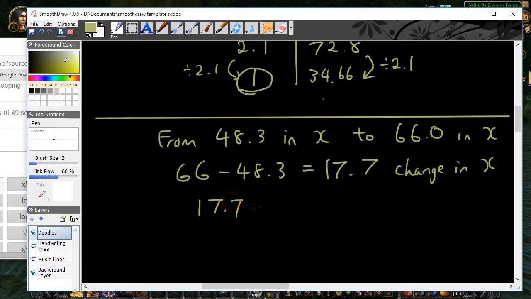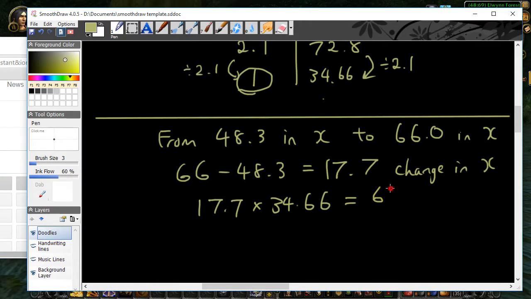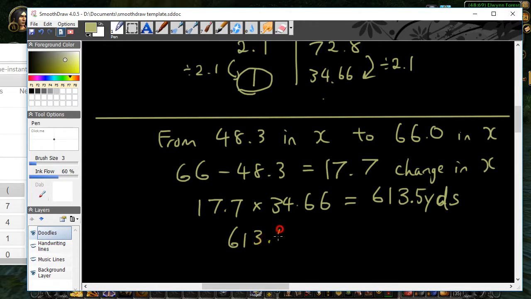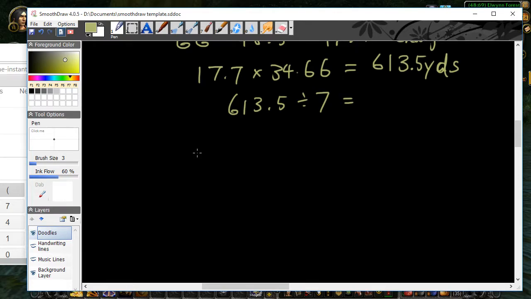So 17.7 times 34.66 is 613.5 yards. Now, since I can walk 7 yards per second, I can just go 613.5 divided by 7, and that will tell me how long it's going to take me to get there. If you guys remember the equation from before, speed is equal to distance over time. So time is equal to distance over speed.